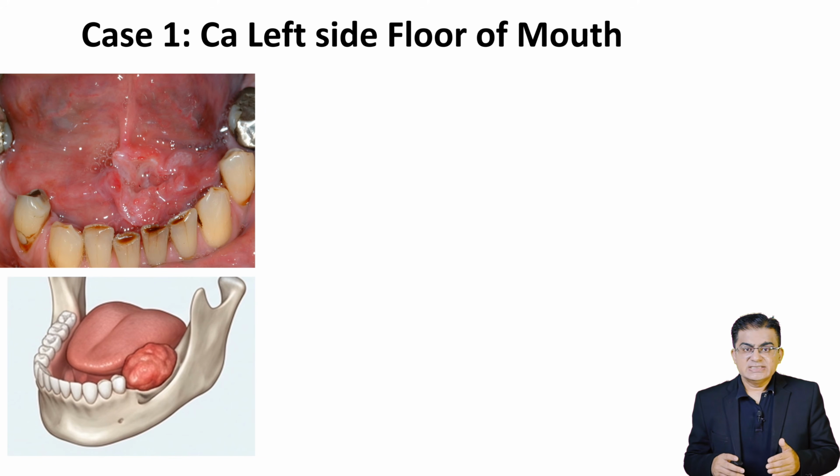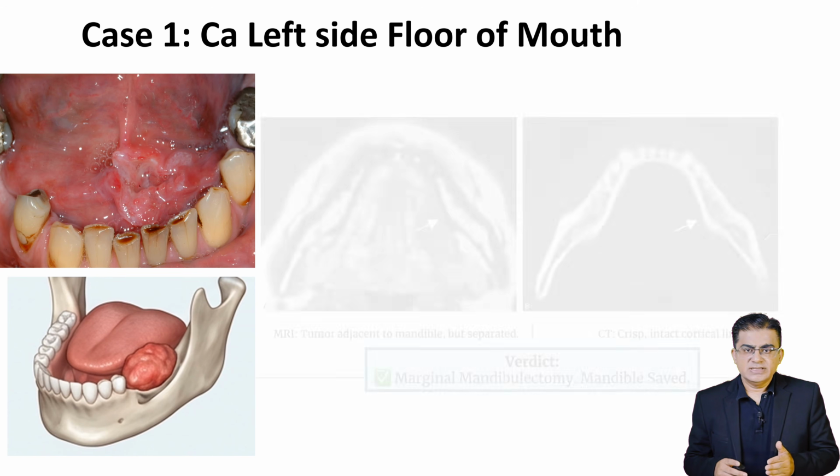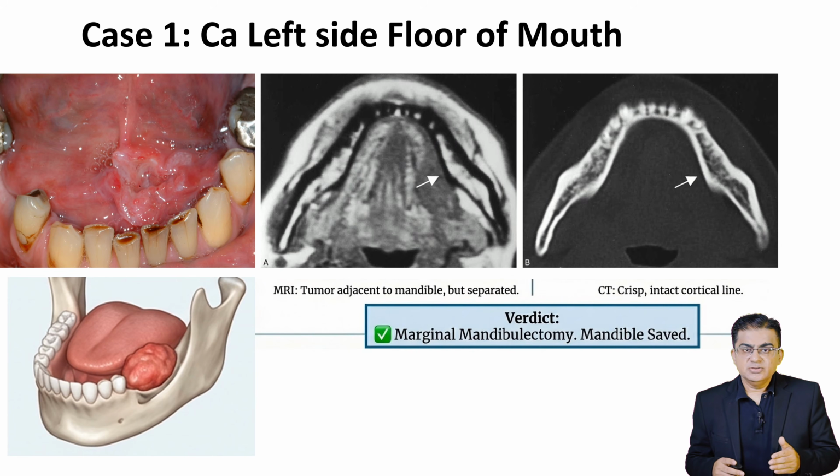Let us look at the scans to get our answer. Look at her MRI on the left side. You can see the dark tumor mass sitting right next to the jaw, the mandible, where the white arrow is pointing towards.